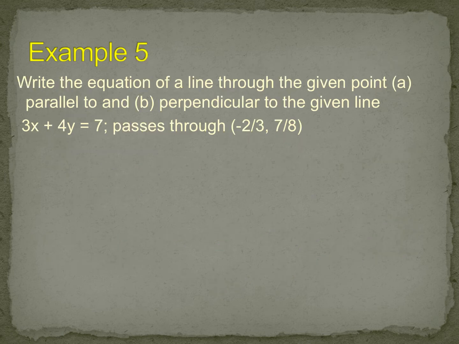Last up, and this is where people tend to get the most confused. So if you have found yourself zoning out, please refocus in on example 5. These are not difficult questions, but people make some silly mistakes here. So this is: write the equation of a line through the given point that is A, parallel to, and B, perpendicular to the given line. That means there's 2 questions here.